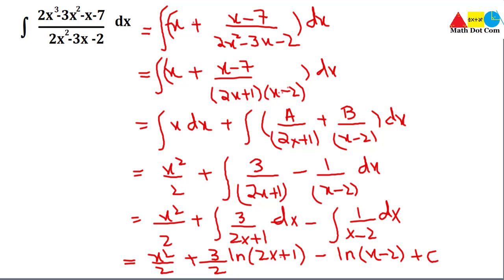In the next lecture we will see case 3, where we will see how you can deal with quadratic factors in the denominator.